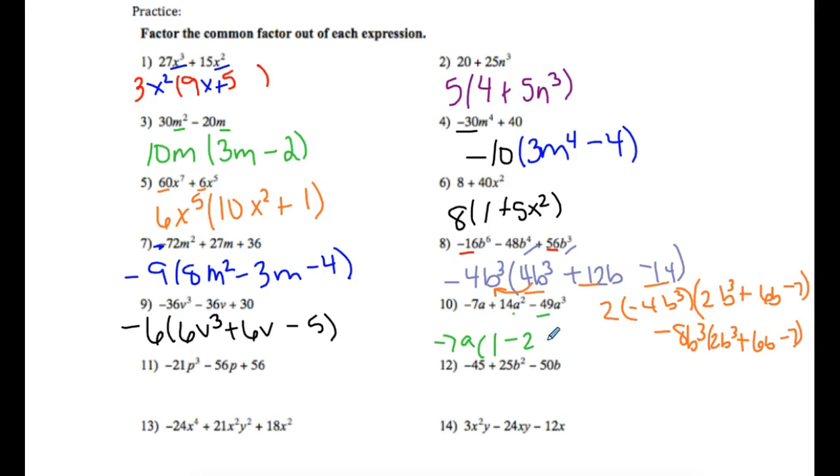a squared divided by a is 1a because we're subtracting our exponents, and 2 minus 1 is 1. Negative 49 divided by negative 7 is 7. a cubed divided by a is a squared because 3 minus 1 is 2.